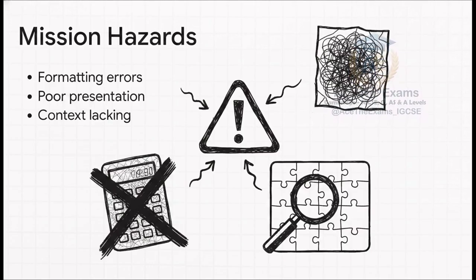Hazard number 2, poor presentation and annotation. When examiners simply cannot follow your logic because your working is just scattered randomly across the page, they physically cannot award you method marks. Your descriptive, analytical, and evaluative levels must be clearly visible.